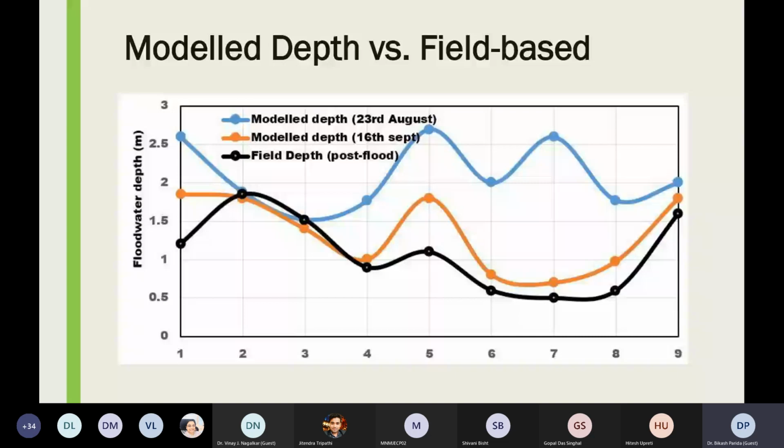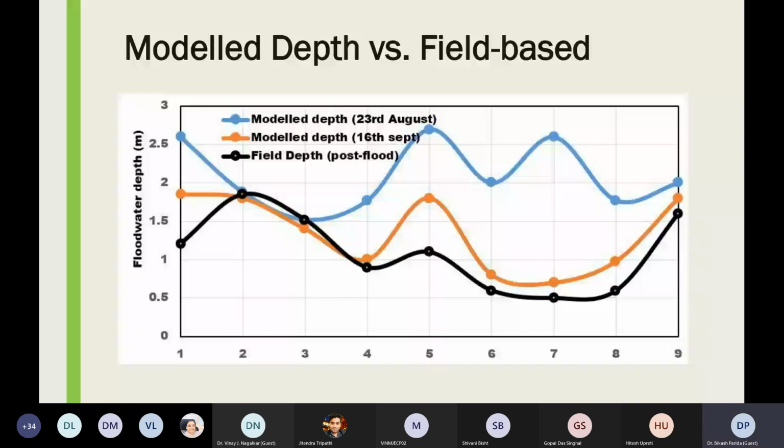The black curve is the observed data sets, just after 1 month. You can see the pattern we get is closely going up and down. It is closely matching for the 16th, but not for the peak flood. If you collect the data during the peak flood, that will be great, but that is a kind of advantage one has to do.